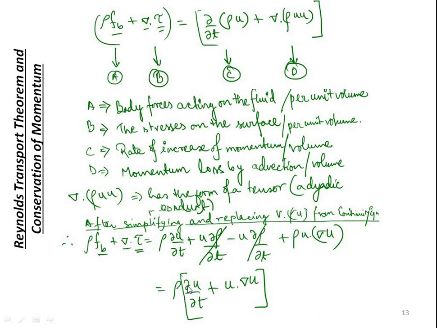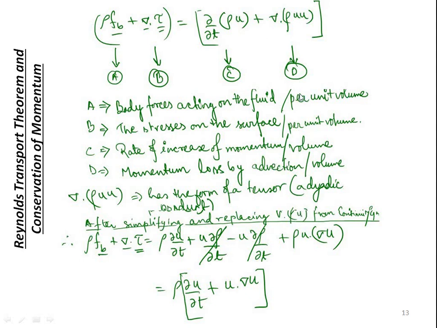Got this equation. Now this is composed of four terms, A, B, C, D. What are A, B, C, D? A is the body force acting on the fluid per unit volume. B is the stresses on the surface per unit volume. C is the rate of increase of momentum per unit volume. And D is what? D is our momentum lost by advection per unit volume.